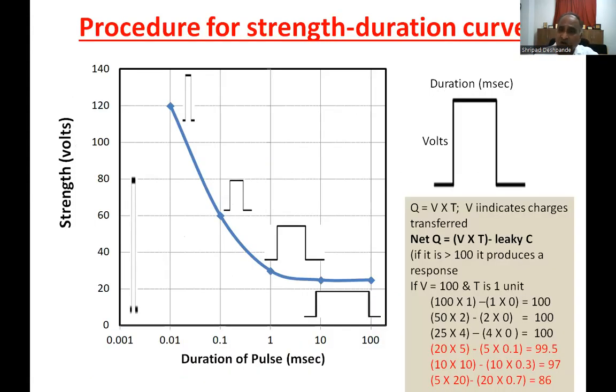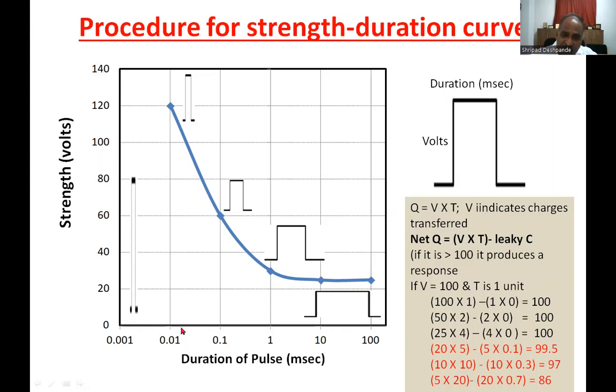So this is the basis of what happens in case of a strength duration curve. Now, let us see how to determine the strength duration curve. What is the procedure? Usually, we start with a low duration pulse. You can just see this low duration pulse. Here it is 0.001 millisecond. And I keep on increasing the strength of stimulus. Even if I increase to 140, it is not going to produce any response. It will not produce any response even if I go up to infinite voltage.